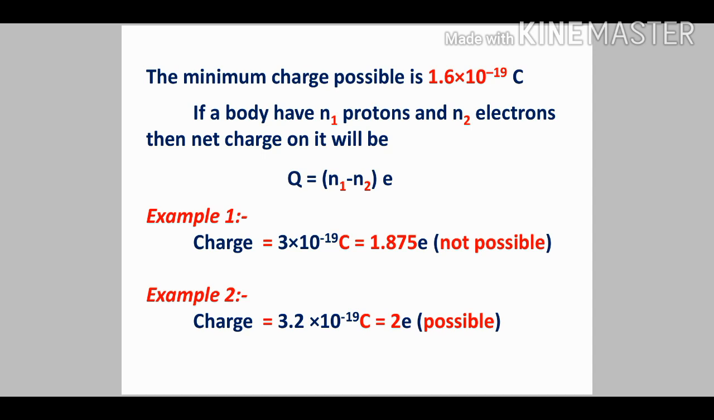Second example, charge is equal to 3.2 into 10 power minus 19 coulomb. We can write 3.2 as 2 into 1.6. So 3.2 into 10 power minus 19 coulomb is equal to 2 into 1.6 into 10 power minus 19 coulomb. And 1.6 into 10 power minus 19 coulomb is nothing but small e. So that's 2 into e, here 2 is an integer value. So this charge is possible. So in this universe, any charge should be in the form of integral multiple of basic unit of charge, that is electron.